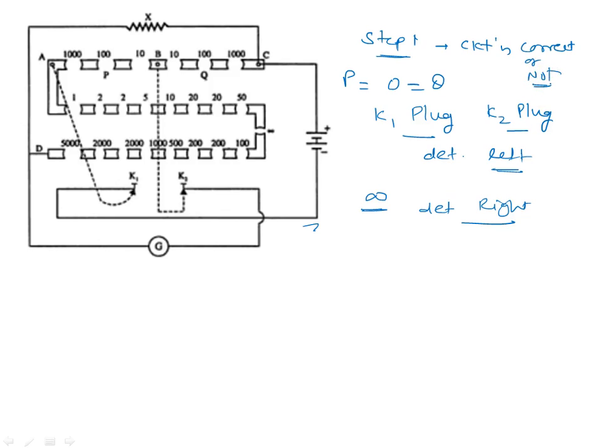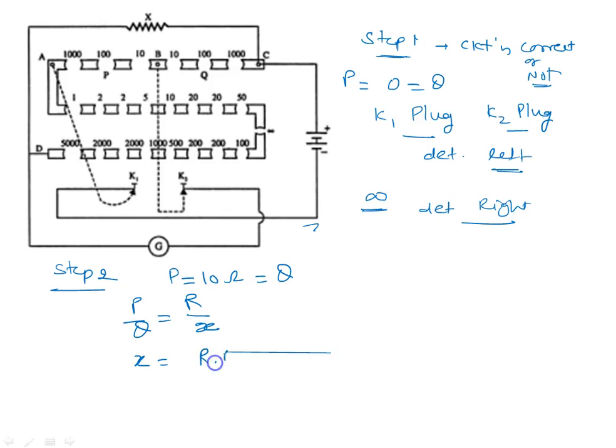Okay, now the second step, step 2. In step 2, suppose you introduce P equal to 10 ohm and Q equal to 10 ohm, like this. Now you apply the Wheatstone bridge principle, P by Q equal to R by S. Here it is X. So X can be written as R into Q by P. It means Q is 10, P is 10, so X equal to R.